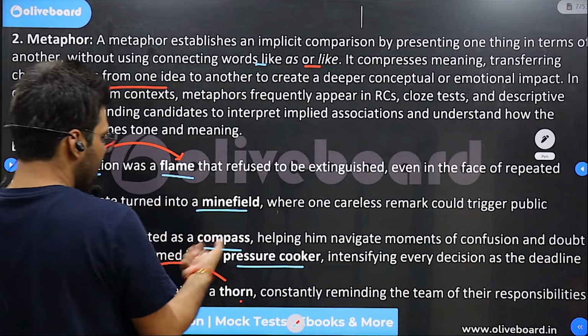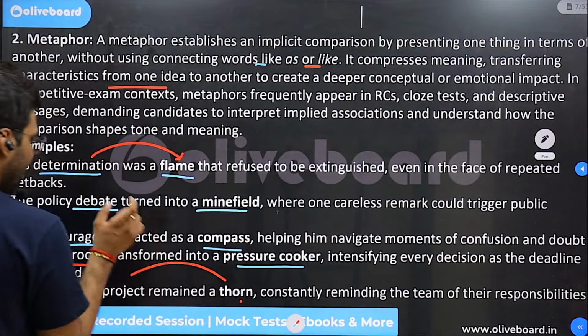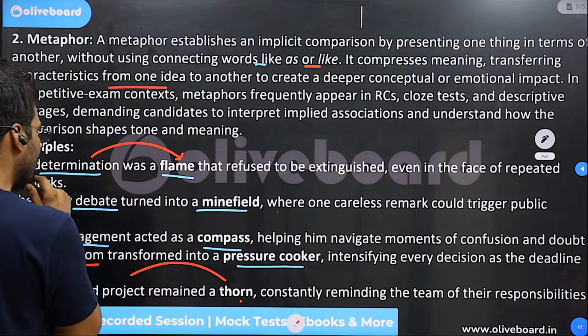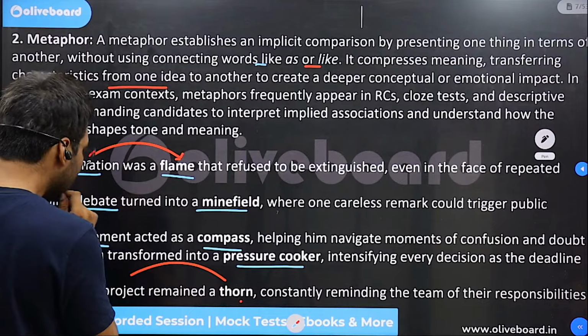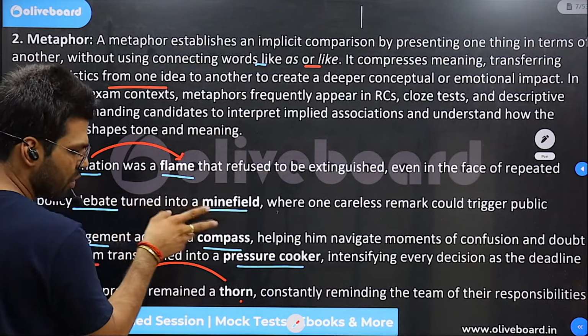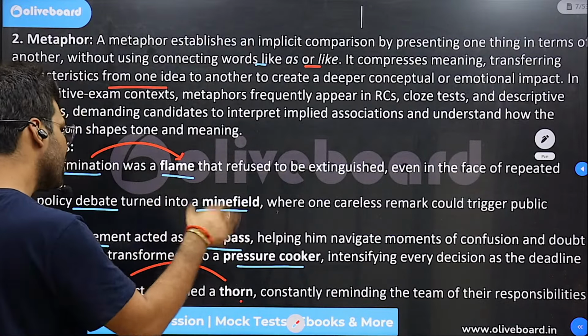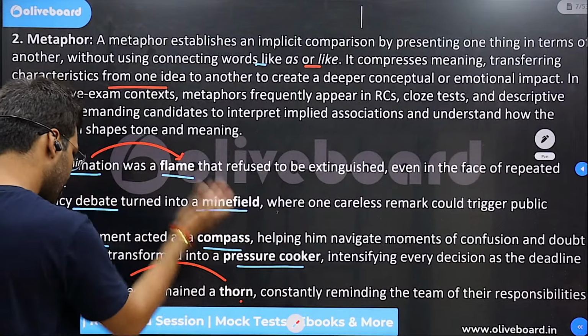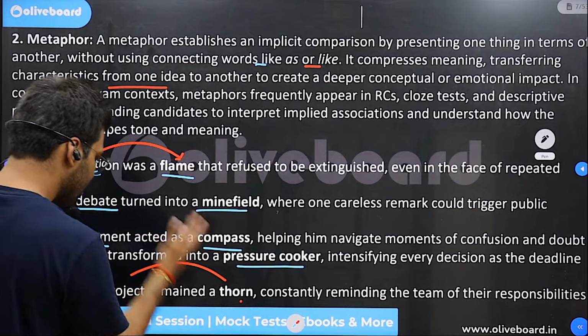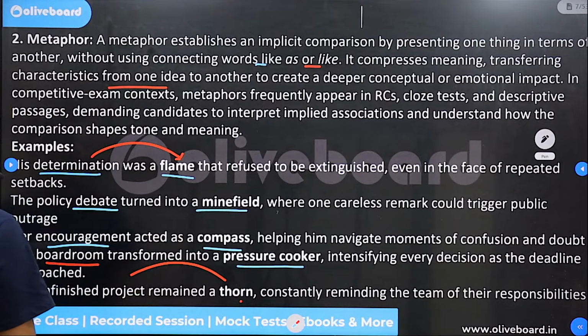Camel is the ship of the desert. Camel is an animal. Ship is not an animal. However, both are used for transportation. We are not saying camel is like a ship. Camel is the ship, is a minefield, is a compass, is a pressure cooker. Implied simile is supposed to be metaphor. Done. If you have doubts, feel free to say. Once you say done, I'll go ahead.